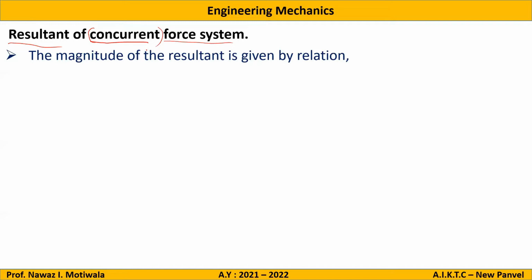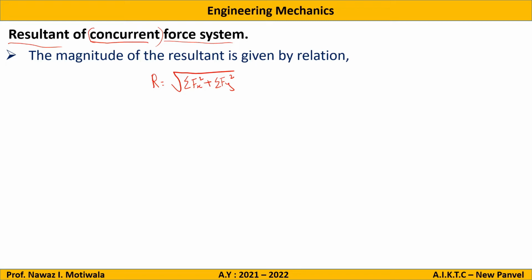The magnitude of the resultant is given by the formula which we will be using: R is equal to square root of summation Fx square plus summation of Fy square. What does it mean? It means that if you want to find out the resultant of all the forces, you need to take all the forces in x direction plus all the forces in y direction. This will be much clearer when we solve the problems.